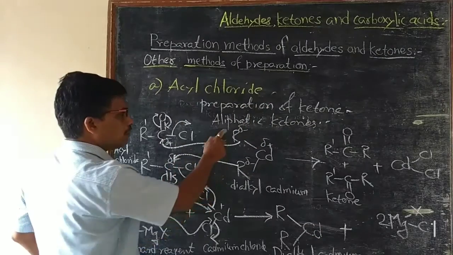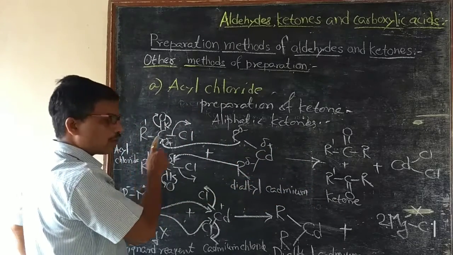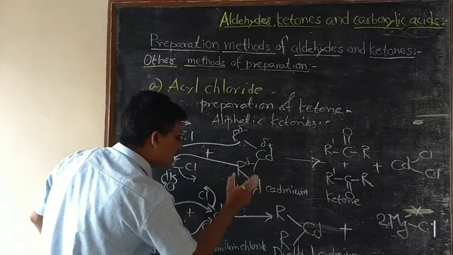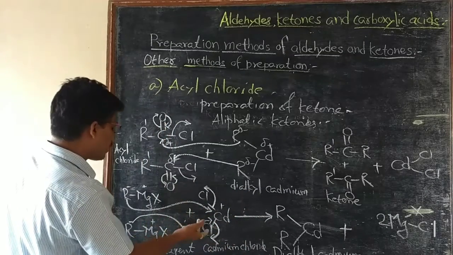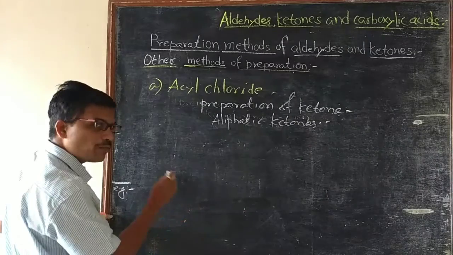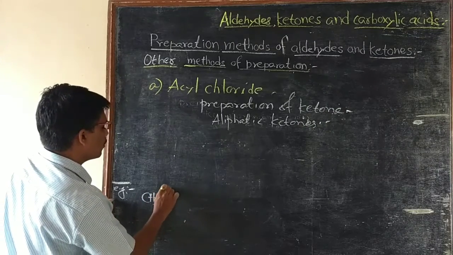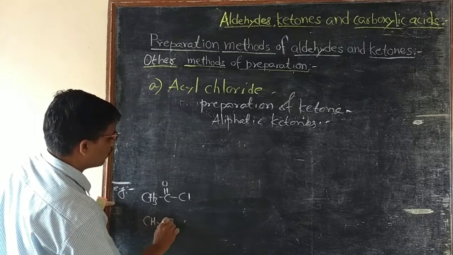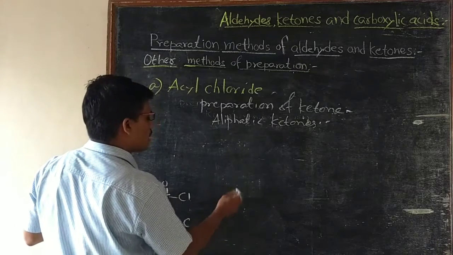In this case, the aliphatic ketone is prepared from acyl chloride by reaction with dialkyl cadmium, and this dialkyl cadmium is prepared from cadmium chloride by reaction with Grignard's reagent. Then for example, acetone is prepared from acetyl chloride, then another molecule of acetyl chloride, by reaction with dimethyl cadmium.